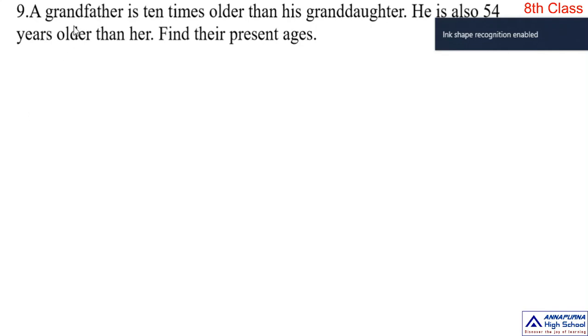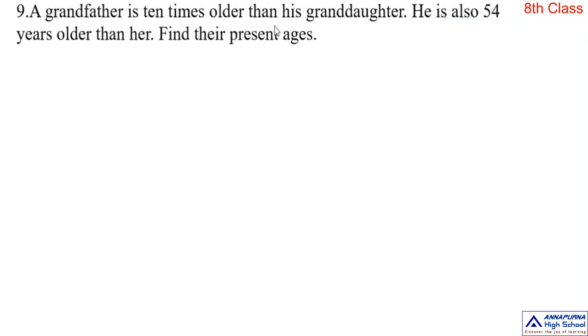Ninth one. A grandfather is 10 times older than his granddaughter. He is also 54 years older than her. Find their present ages. When you observe this question, here we have two unknowns. What are the two unknowns? Grandfather's present age and his granddaughter's present age. These two are the unknowns.